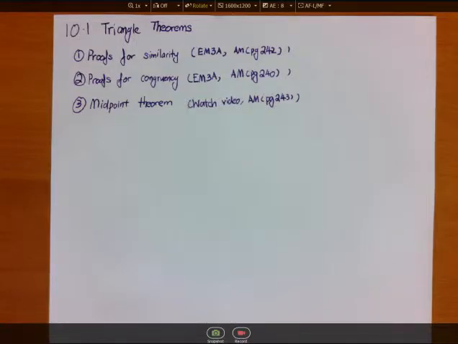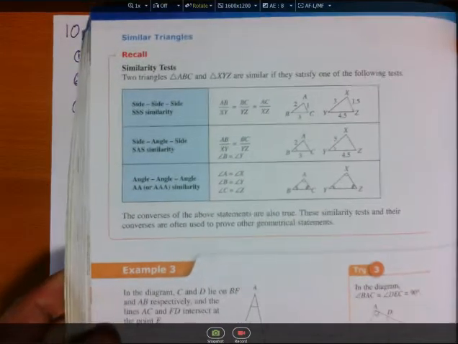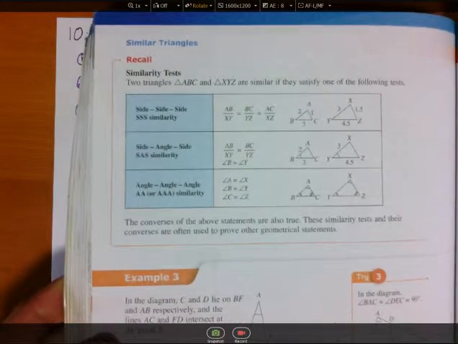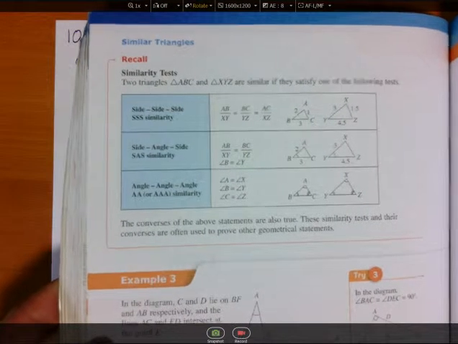If you want to revise on this, you can either look at your E-Maths textbook 3A, go and look for the relevant chapter, and read through the proofs for similarity. Or in your A-Maths textbook, you can actually look at page 242. Let me show you page 242. Right here, 242, there's all the tests for similar triangles.